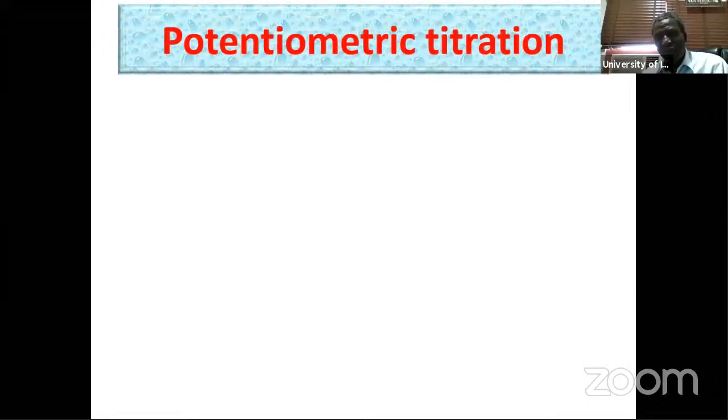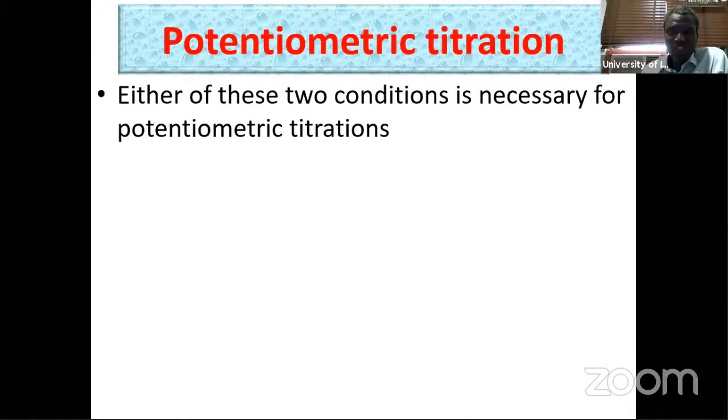So the major difference is that instead of using the normal color change to monitor your end point, in this case you use the equivalent point. You either measure E cell against volume or pH against volume. Where you have the sudden change is the point we say is the equivalent point. Either of these two conditions is necessary for potentiometric titrations.